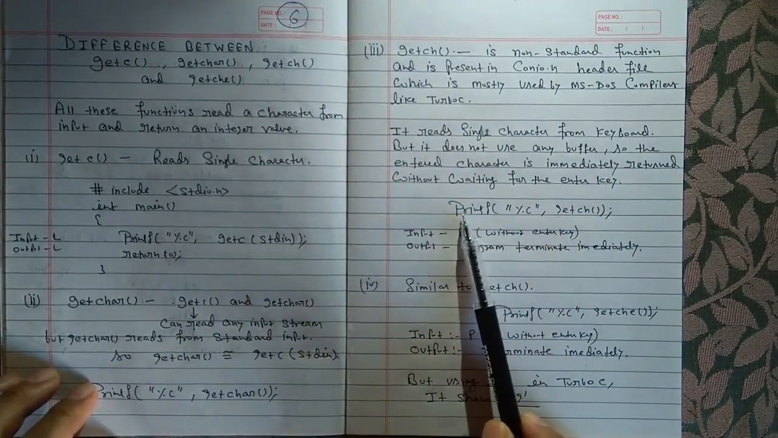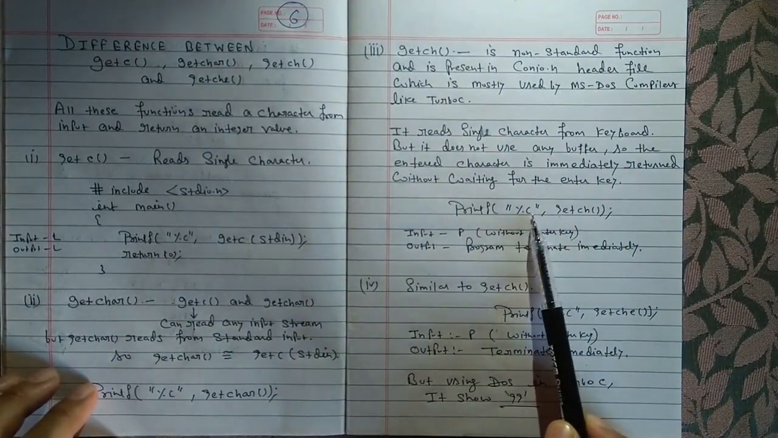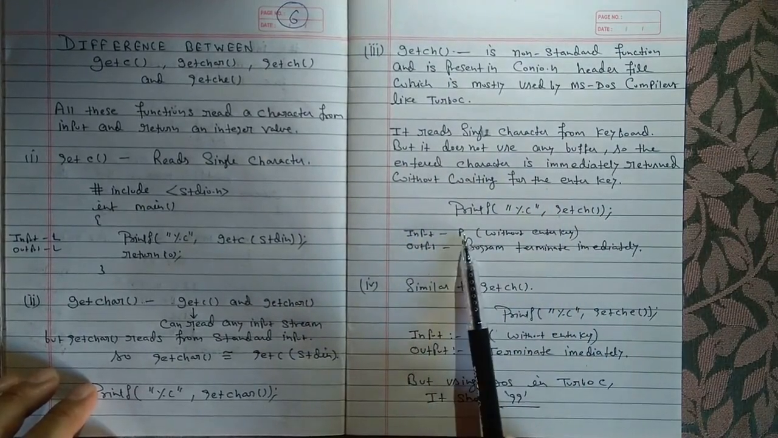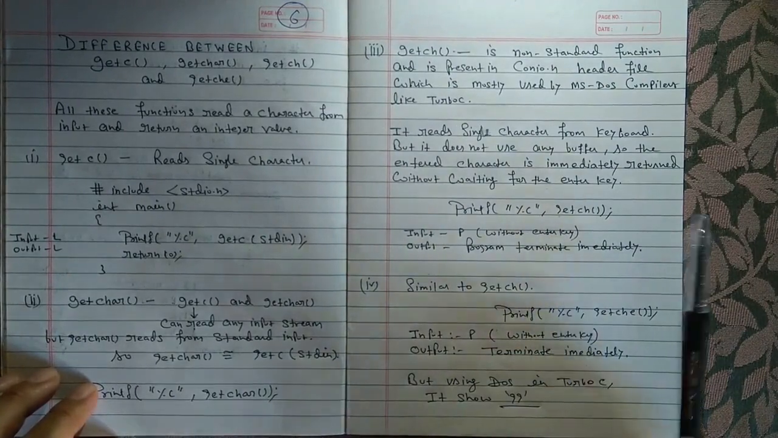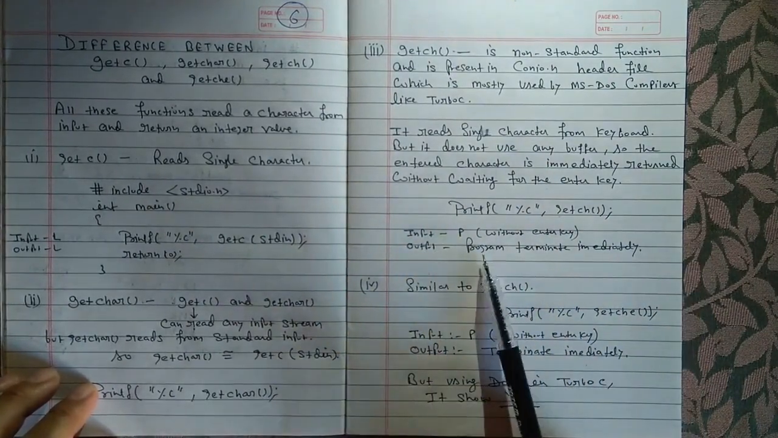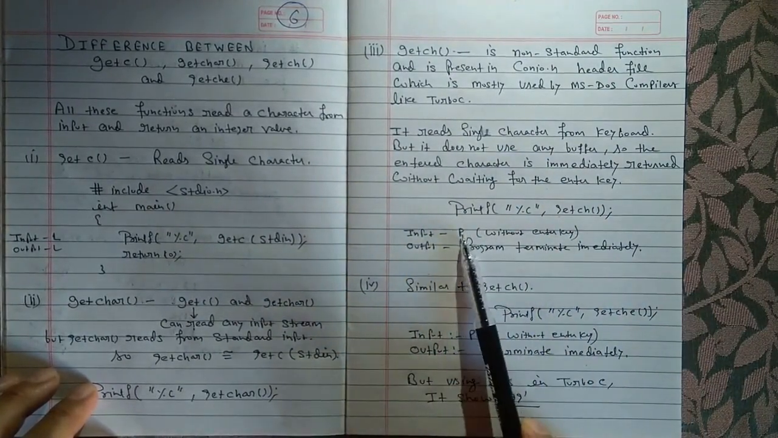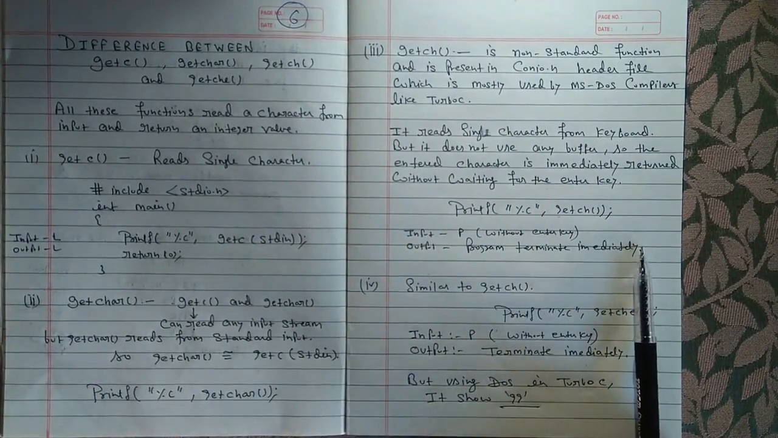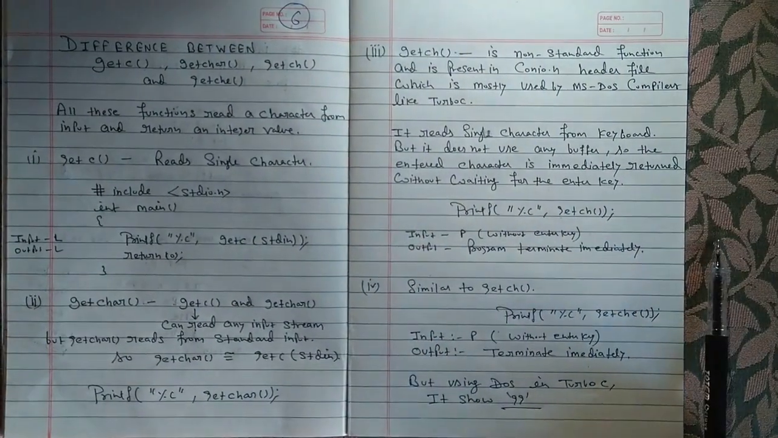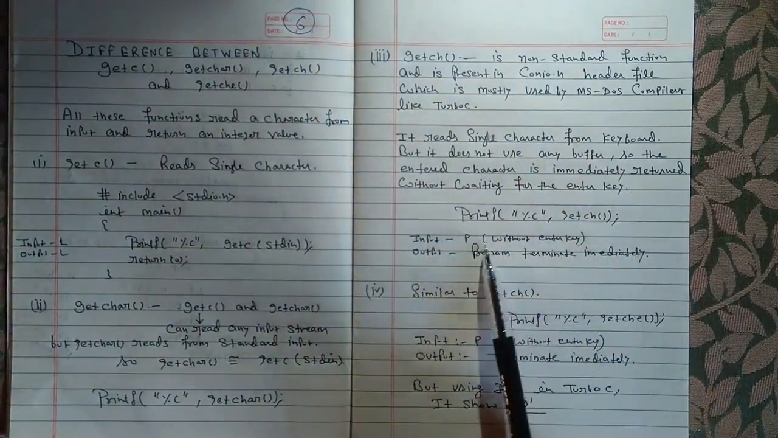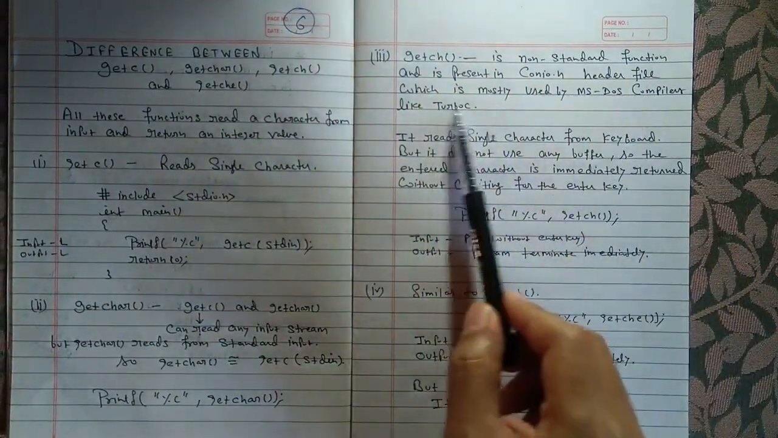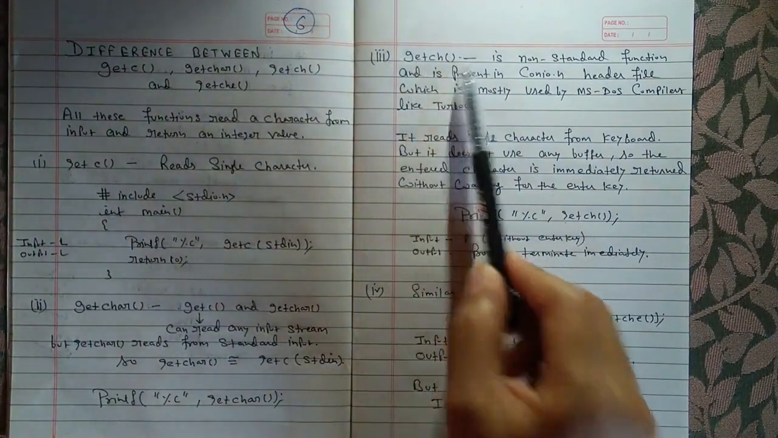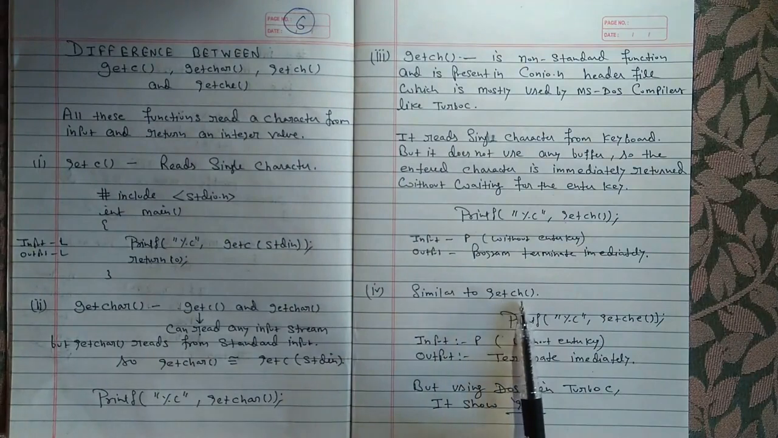If you write printf with %c, getch, and your input is P, without pressing any key your output appears, and then your program terminates immediately. That is the meaning of getch. You must write this code in MS-DOS Turbo C to get this result.